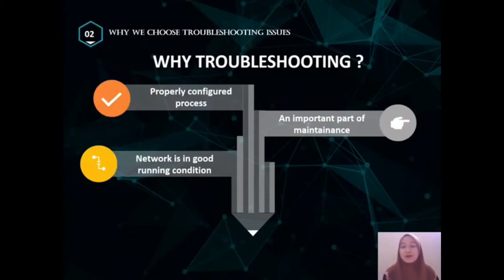Secondly, why we choose troubleshooting for these TCP/IP topics. Firstly, because we want to properly configure the process. Once we find out the best way to take care of these TCP/IP troubleshooting problems, we can overcome all the problems that happen on other days. Secondly, because it is an important part of maintenance. And the last one is that the network is in good running condition. When we find out the best way, we can care for and maintain that good running condition.